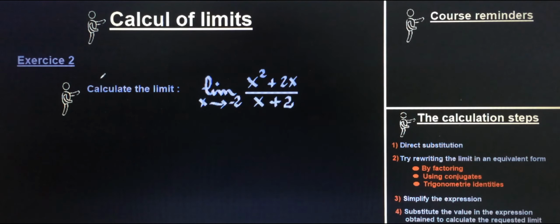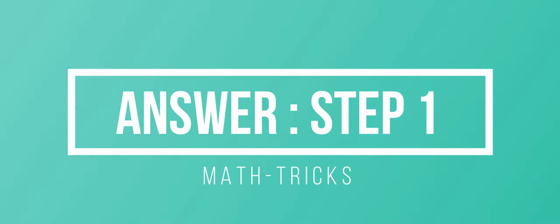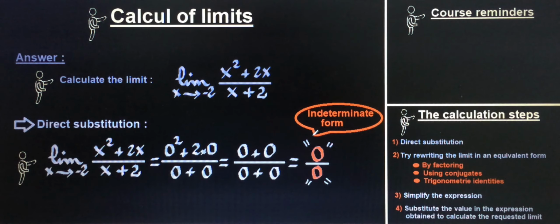Exercise number 2. Calculate the limit as x approaches minus 2 of the expression x squared plus 2x divided by x plus 2. Let's apply the calculation steps. Step number 1, make direct substitution. When we substitute the value x equals minus 2 in the expression x squared plus 2x divided by x plus 2, we get 0 divided by 0, which is an indeterminate form.